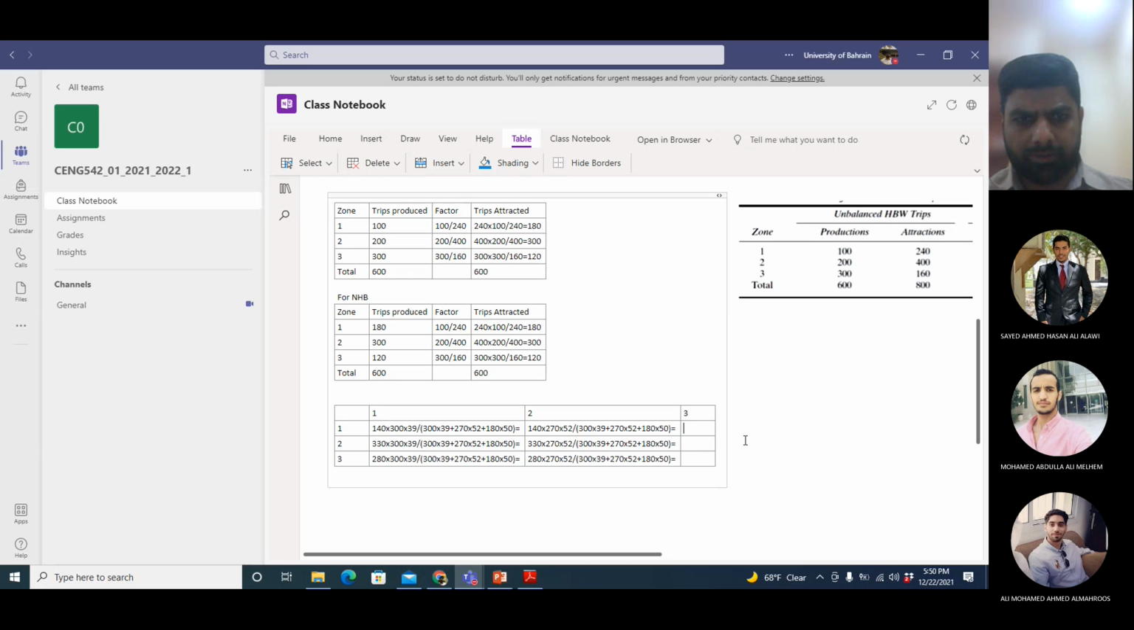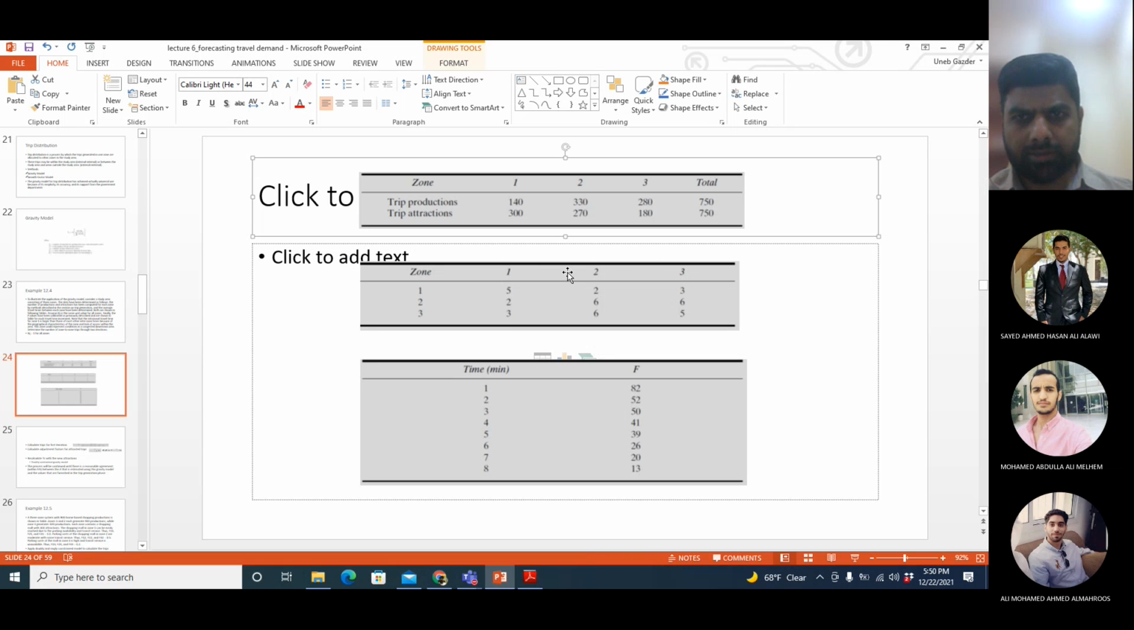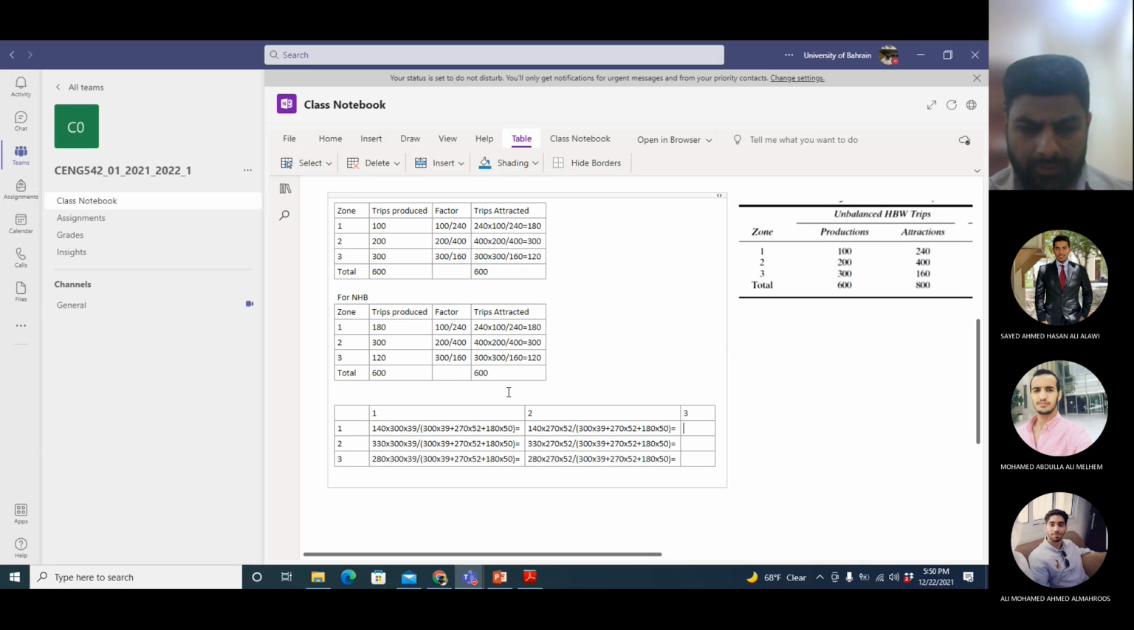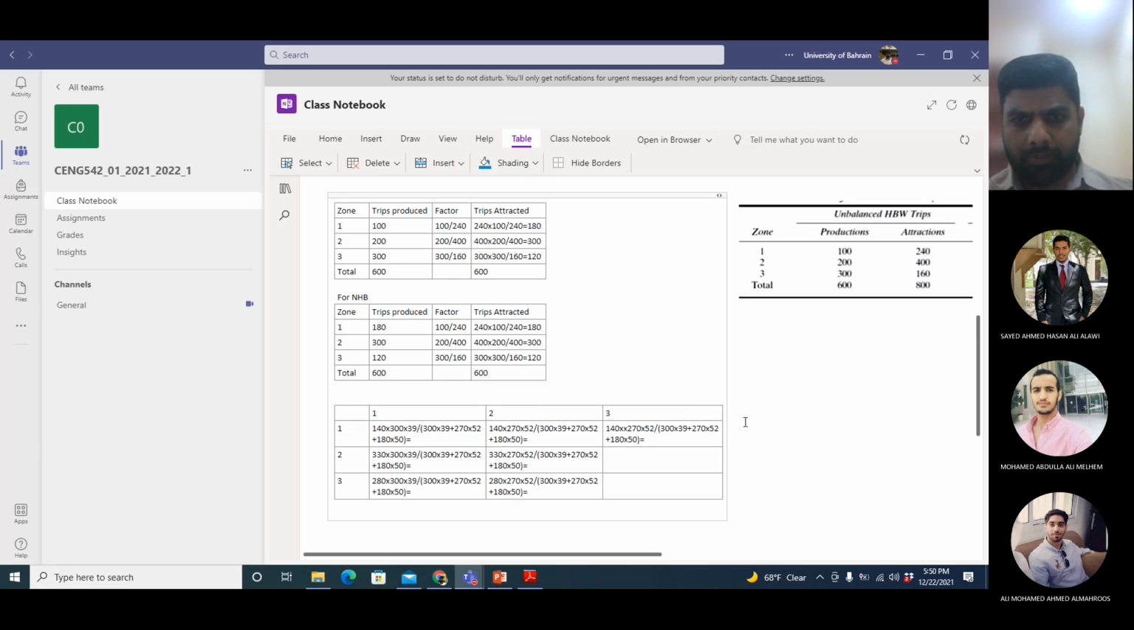Then for zone 3, the number of trips produced. This is 1 to 2. That's fine. Number 1 to 3. So again 140 multiplied by the trips attracted to zone 3, which is 180, by 50.